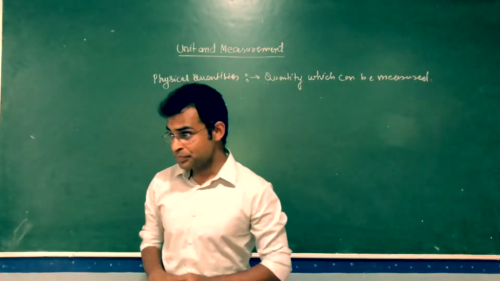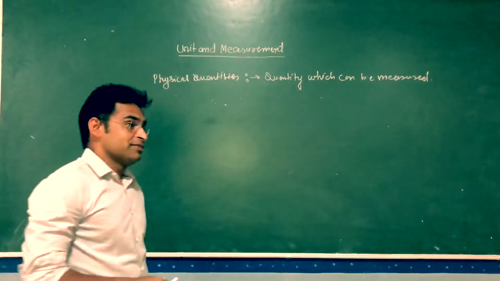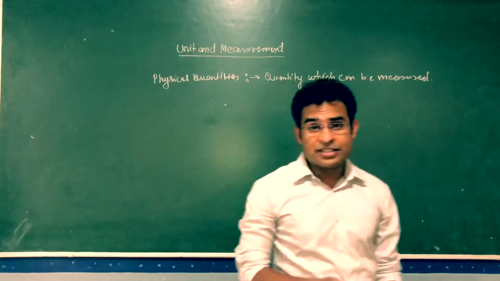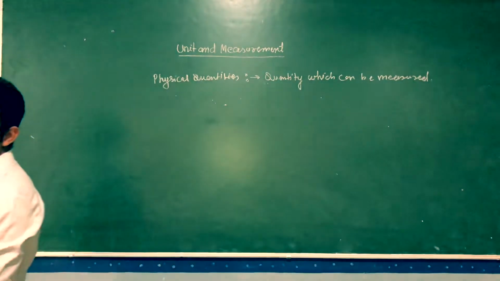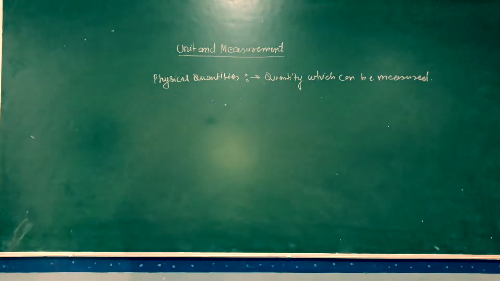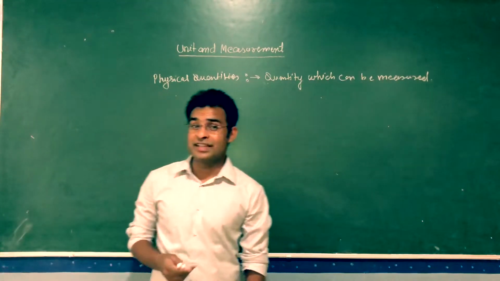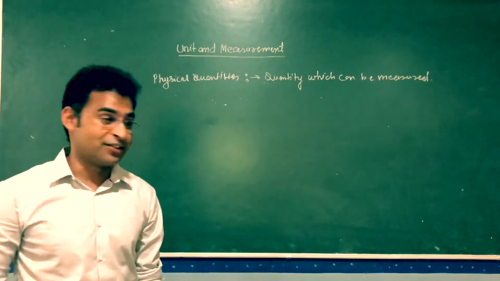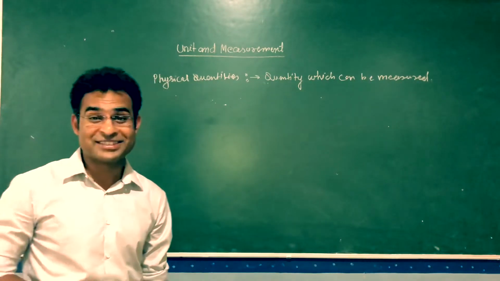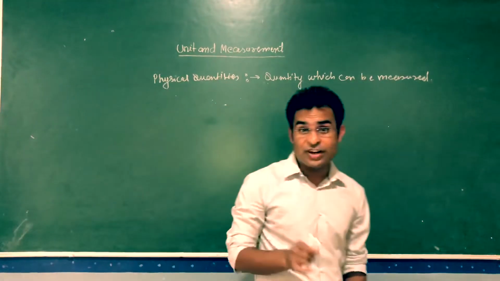For example, the length of something you can measure, the volume of something you can measure, time you can measure. But if someone is crying or smiling, you cannot measure it. Any psychological expression, you cannot measure how much someone is laughing, so these are not physical quantities.